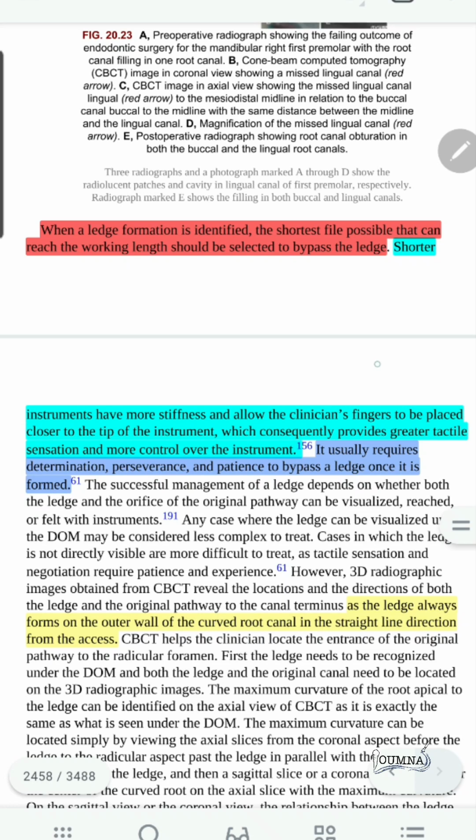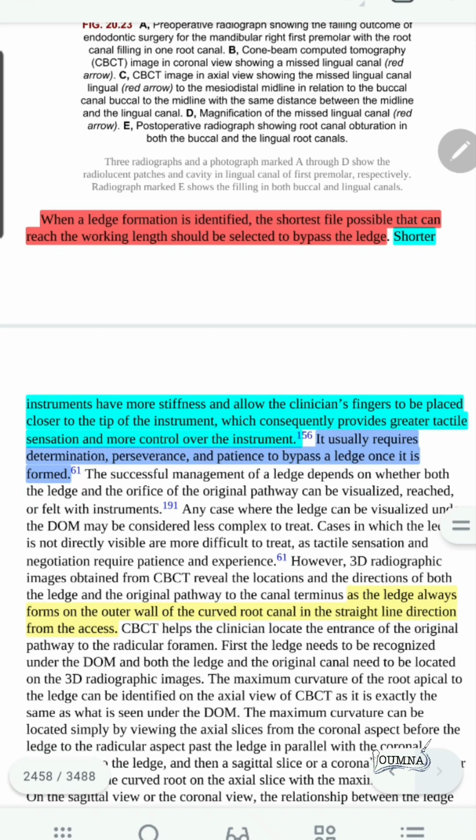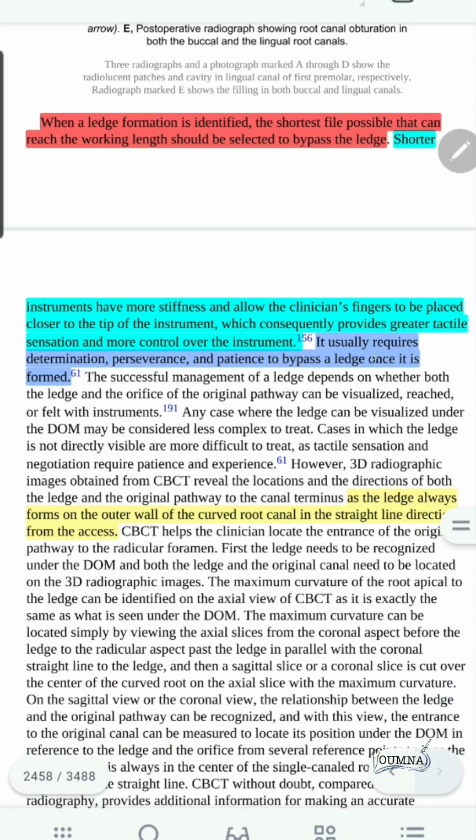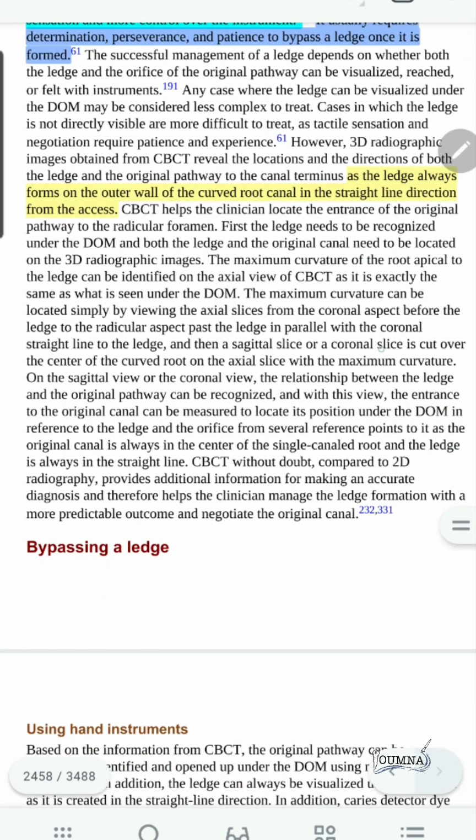When the ledge formation is identified, the shortest file possible that can reach the working length should be selected to bypass the ledge, because it is stiffer and allows the clinician's fingers to be placed closer to the tip of the instrument, which provides greater tactile sensation and more control over the instrumentation. It usually requires determination, perseverance, and patience to bypass a ledge once it is formed. It's not an easy task.